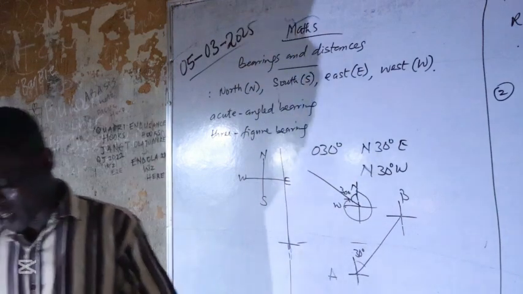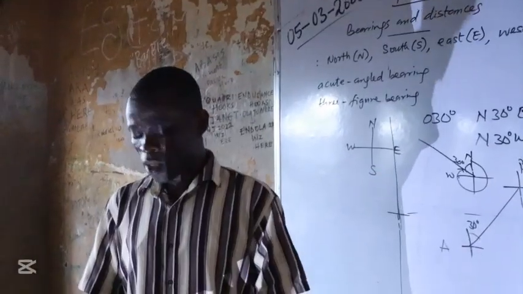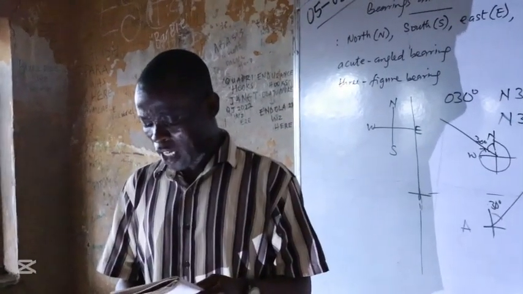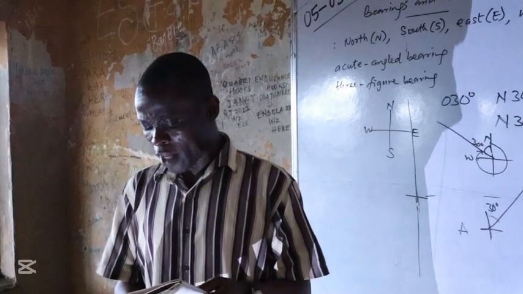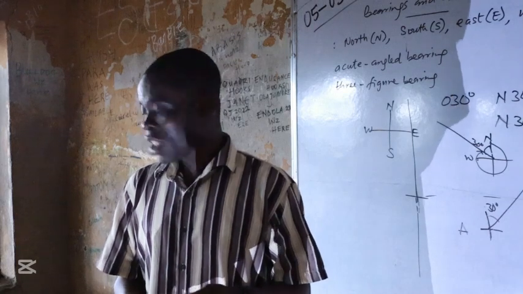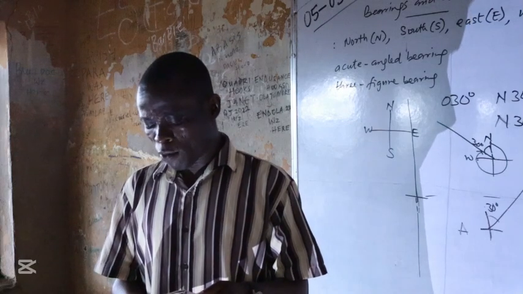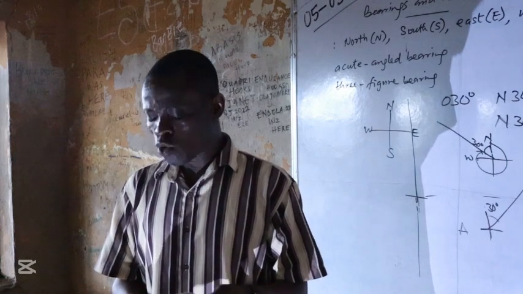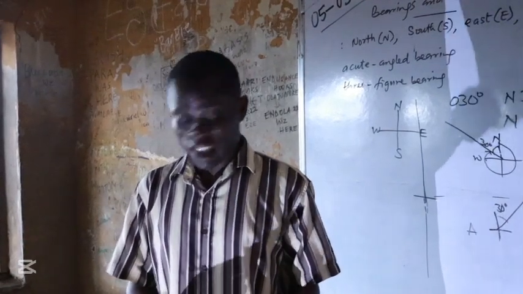Now, write this question down. Find the bearing of a point X from Y, if the bearing of Y from X is 110 degrees.